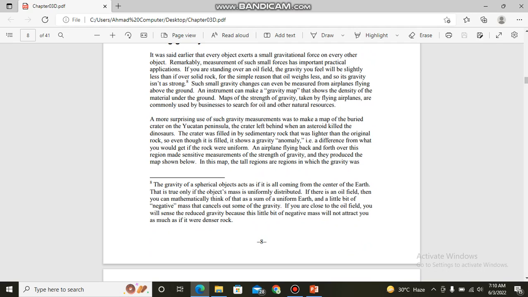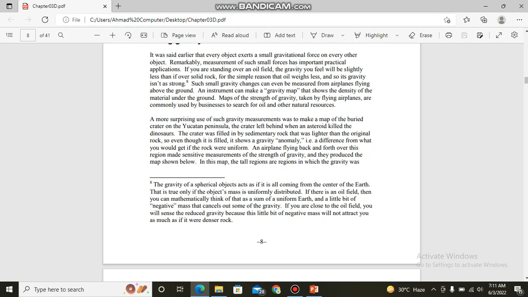A more surprising use of such gravity measurement was to make a map of the buried crater on the Yucatan Peninsula, the crater left behind when an asteroid killed the dinosaurs. Millions of years ago, dinosaurs lived on the Earth. What killed the dinosaurs was an asteroid.